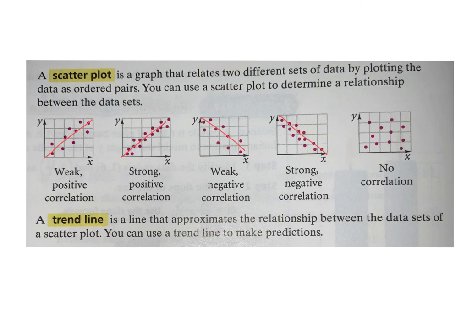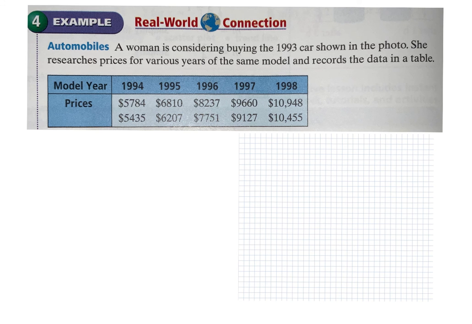And that's the whole point of having a scatter plot and a trend line. She's considering buying a 1993 car shown in the photo. By the way, after 25 years, I think they're considered a classic. So just saying. I don't know.